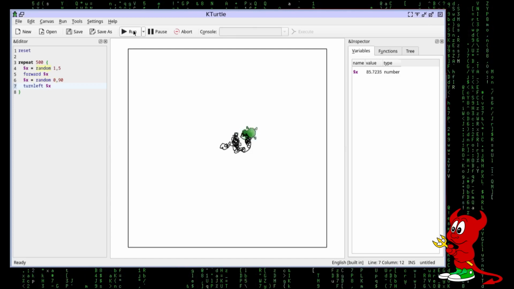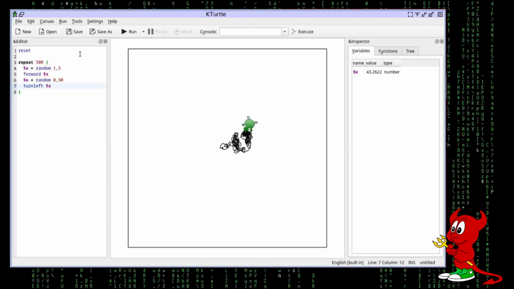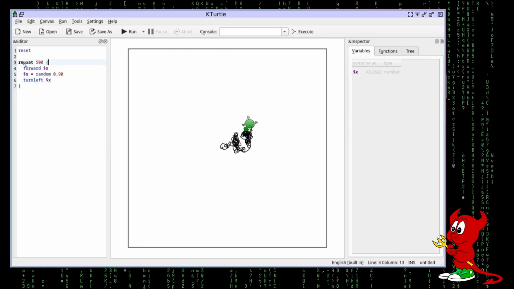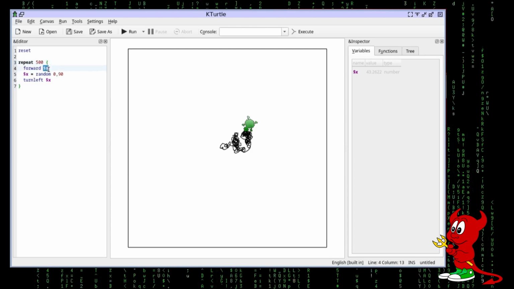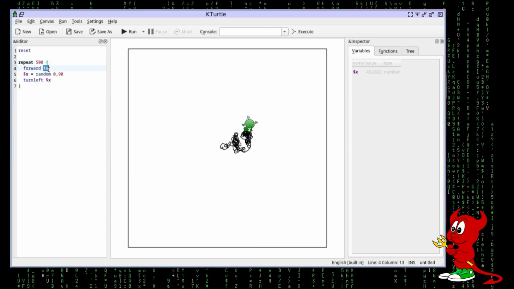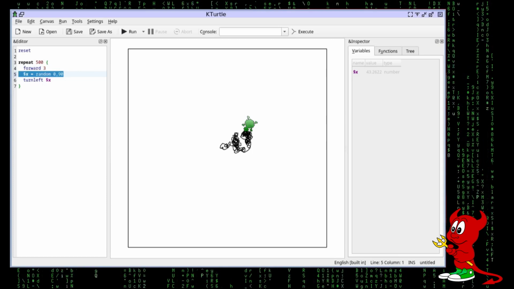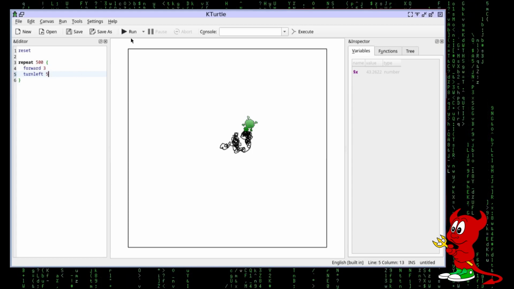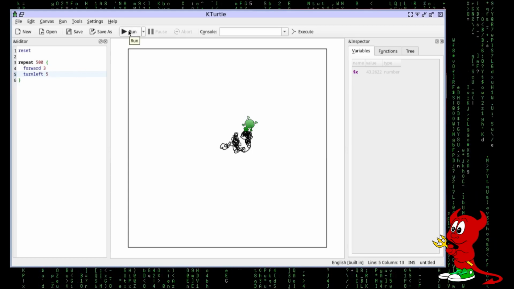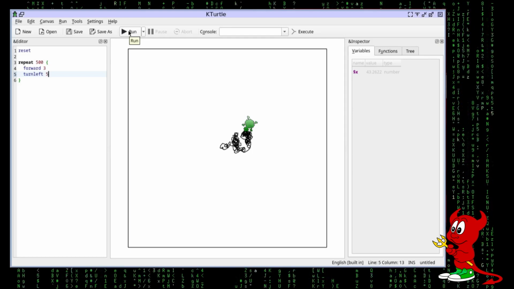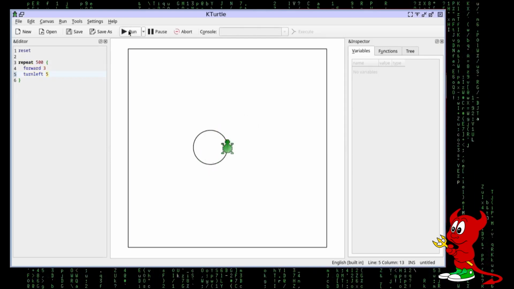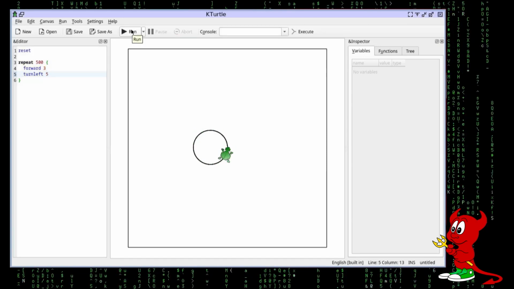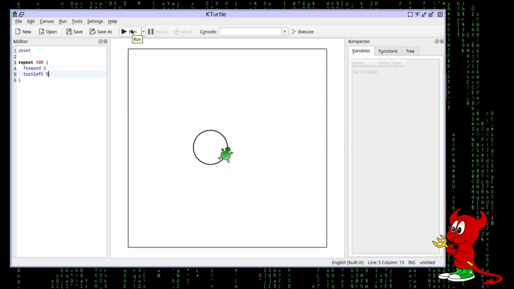Press F7 to stop. So let's try to change this a little bit. Again, let's say we move forward by a small amount, let's call it 3, and we turn left also a small amount, let's call it 5 degrees. What would this be? Can you guess? Let's check it out. It's a circle. What a great way to learn programming and do geometry at the same time.